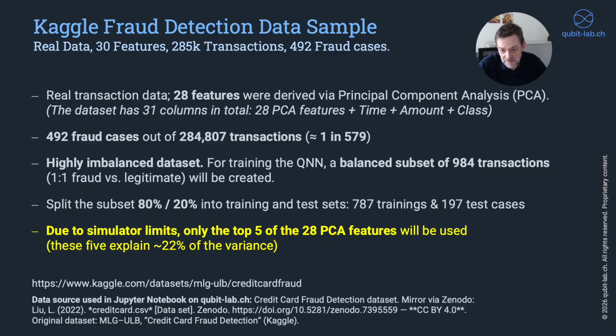These are in total 28 principal component analysis features. So these are the result already of some optimization. And these 28 PCA features, we only use the top 5 of them with the most impact on the result.